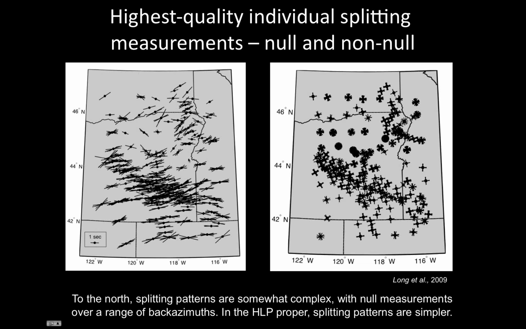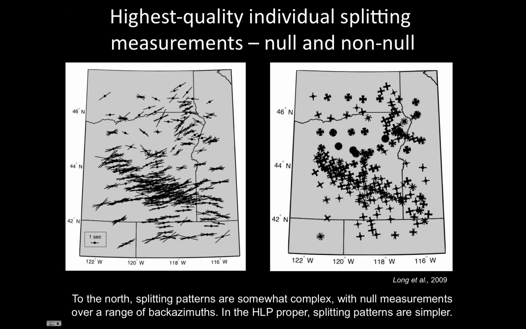Over here on the left, a couple of things I'd like to emphasize. First of all, especially down here in the High Lava Plains proper, we see really nice, pretty consistent, well-behaved fast directions that are roughly east-west. You look up a little bit to the north, particularly north of about 45 degrees or so, and we see a lot more complexity in the splitting pattern.